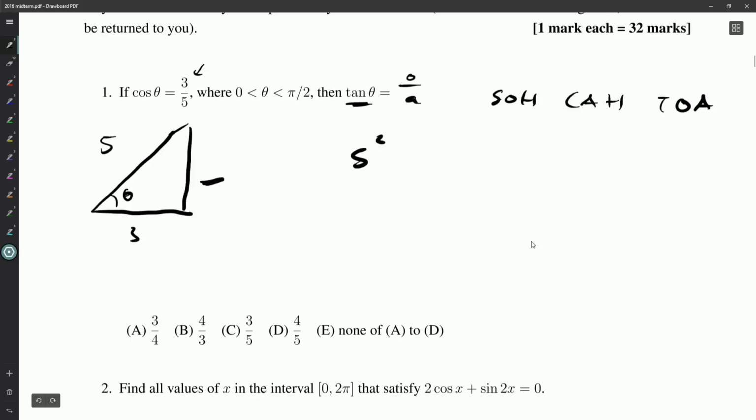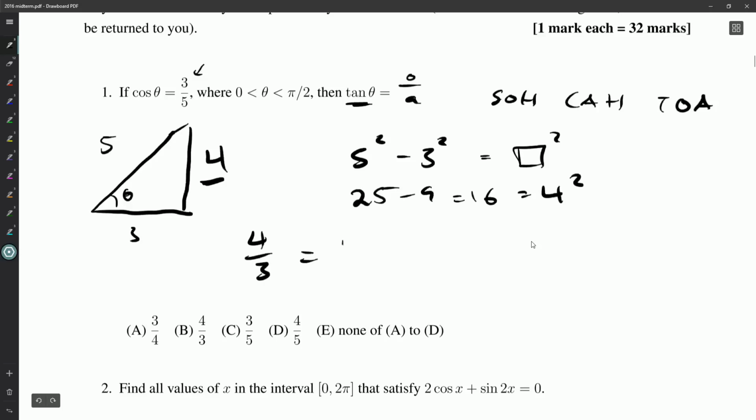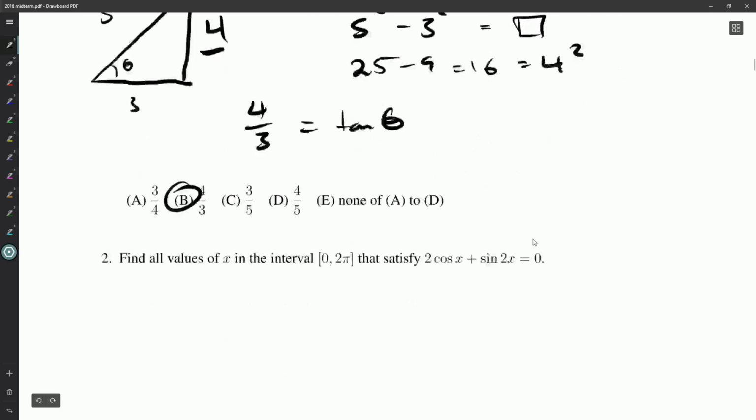Well, fortunately, Pythagoras' theorem comes to the rescue. 5 squared minus 3 squared is the other side squared. So that's 25 minus 9 is 16. 16 is 4 squared. So we put a little 4 here. And tan theta is opposite over adjacent, so we're looking at 4 over 3. And that's B. And then we move right along.